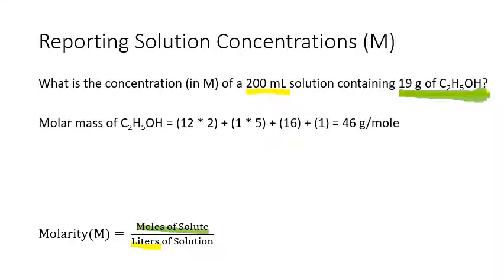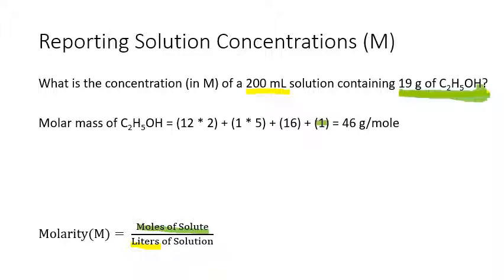So we can figure out what this weighs. This has 2 carbons, each carbon weighs 12. This has 5 hydrogens, each hydrogen weighs 1. It has another hydrogen over here that weighs 1. It has an oxygen that weighs 16. So if we add all those up together, we get a mass of 46 grams per mole. So 1 mole of this molecule would weigh 46 grams.